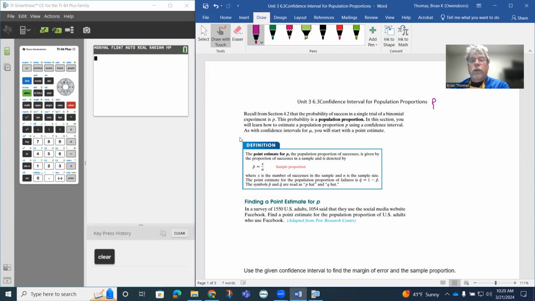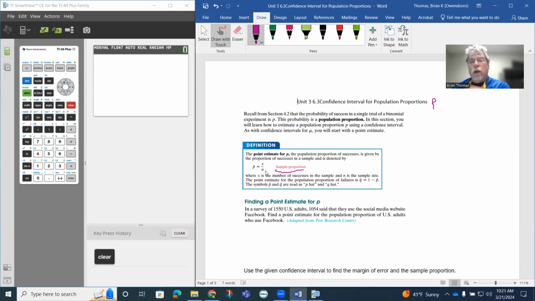Again, the way we want to do this is we want to use a point estimate. This point estimate we're going to use is called p hat. P hat is defined as the sample proportion. So to determine the sample proportion, X is defined as the number of successes, and we're going to divide it by the sample size N.